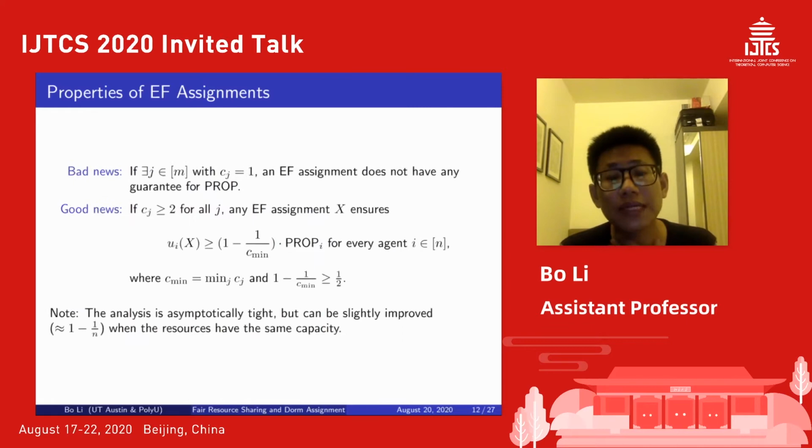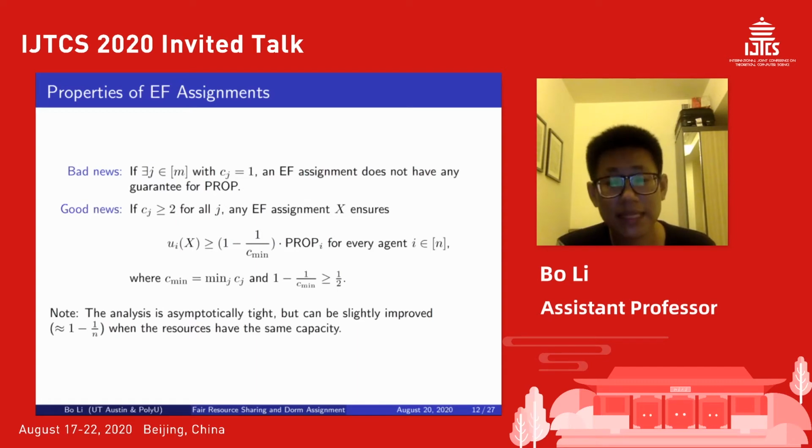But the good news is that if our resources have capacity at least 2, then any envy-free assignment ensures an approximation of the proportionality, and the approximation ratio is 1 minus 1 over C min. C min is the minimum capacity of all the resources. So if our resources have capacity at least 2, then this constant is at least a half. So we can see that an envy-free assignment is at least a half approximation of proportionality.